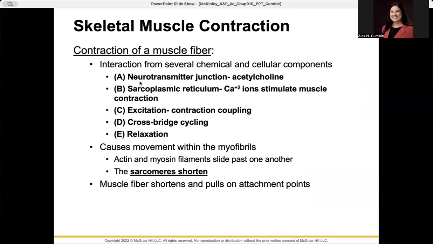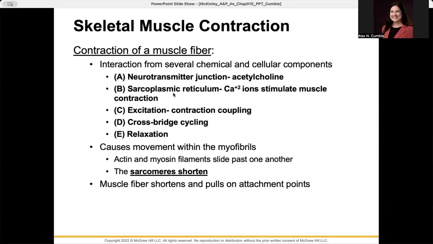We're going to start where we need to start, which is nervous system stimulation. So, neurotransmitter junction. And I've given you the neurotransmitter that is starting the muscle contraction, which is acetylcholine. We're not going to learn too many neurotransmitters in this class that you have to memorize. I think that is much more reserved for a neuroanatomy class. But to start with, this is probably the only one you have to memorize for this course. Acetylcholine is the neurotransmitter that starts this muscle contraction.